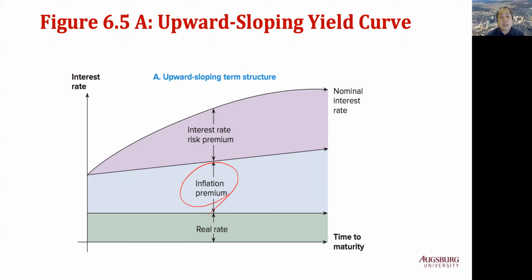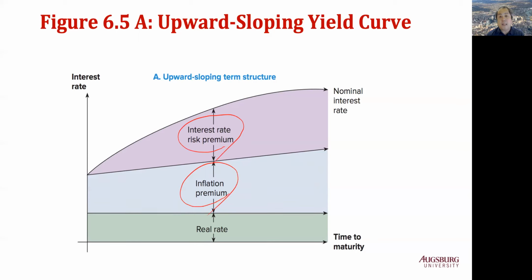Third component is the interest rate premium. Since longer-term bonds have greater risk, a much greater risk of loss resulting from changing interest rates than do shorter-term bonds, the investor requires a higher yield for the longer-term bonds. That's the interest rate risk premium.